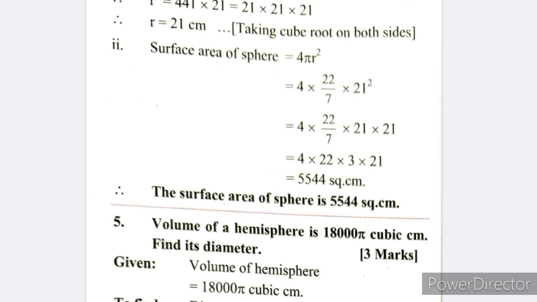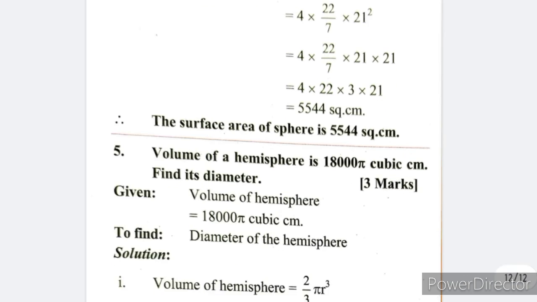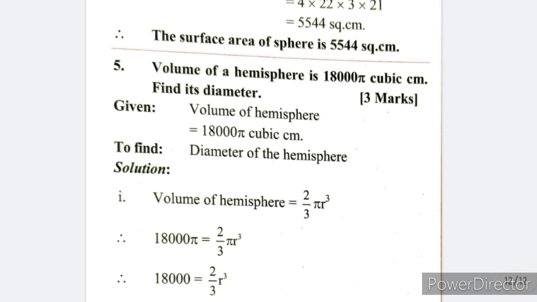Surface area of the sphere, now we have to find. We can find it easily because we got the value of r. So surface area of the sphere is equal to 4 pi r square, which is 4 into 22 upon 7 into 21 square. So that is 4 into 22 upon 7 into 21 into 21. If we simplify and solve it, you get the answer as 5544 square centimeter. The surface area of the sphere is 5544 square centimeter.